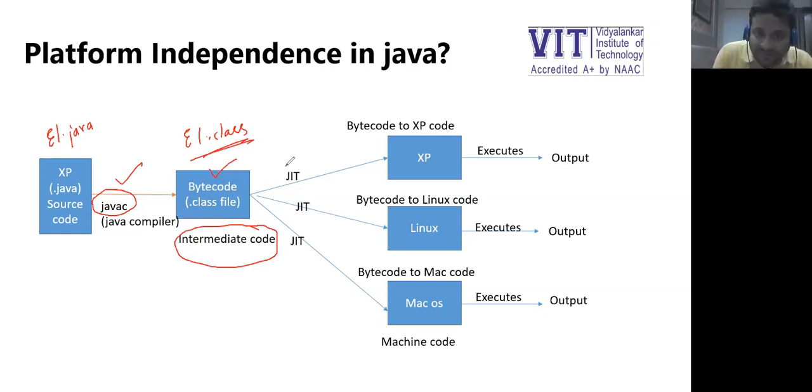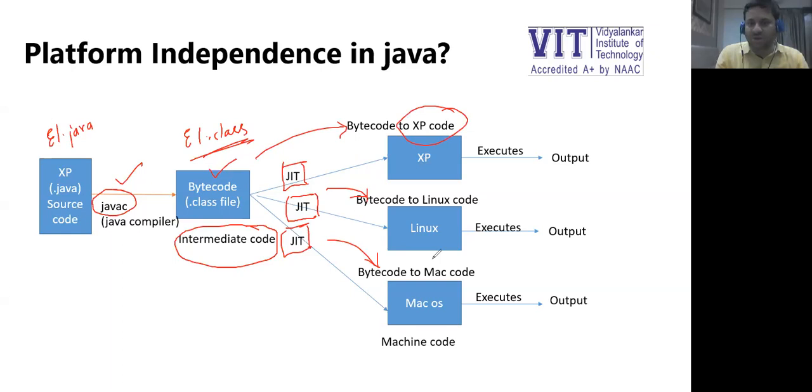So on every machine where you have installed Java, there is one more compiler, the just-in-time compiler. We also call it an interpreter. This just-in-time compiler on XP will convert this bytecode to XP code. The just-in-time compiler on Linux converts bytecode to Linux code, and this one converts bytecode to Mac code. So since this machine has XP code, this machine has Linux code, and this machine has Mac code, they can execute and give the output.